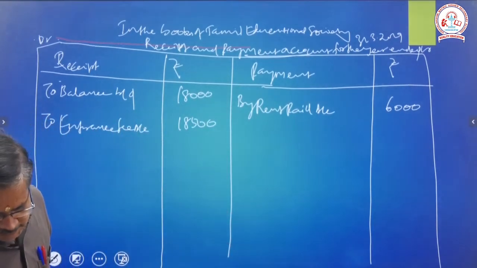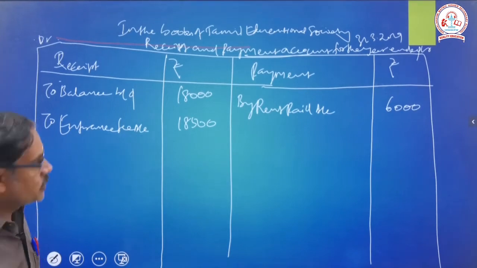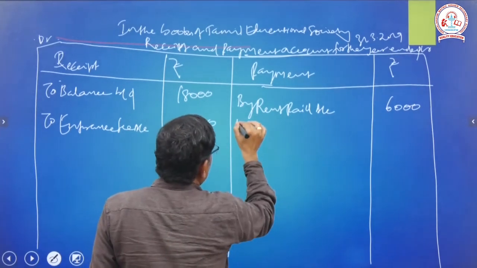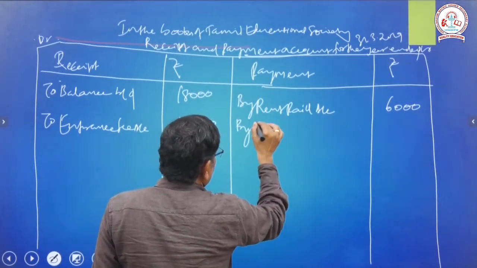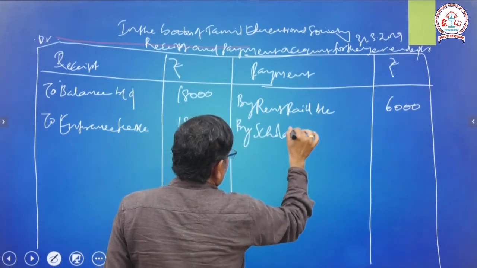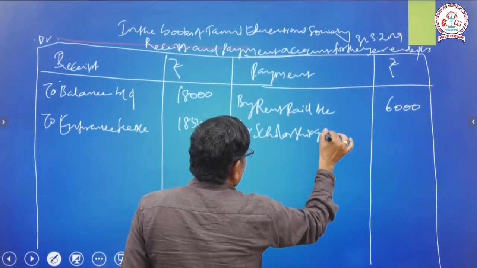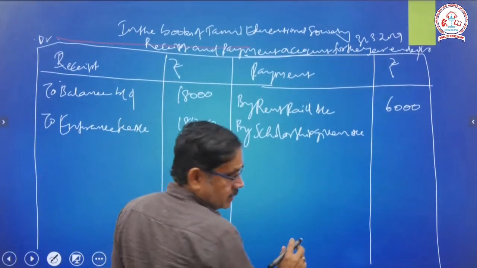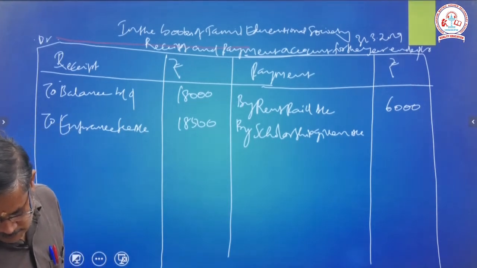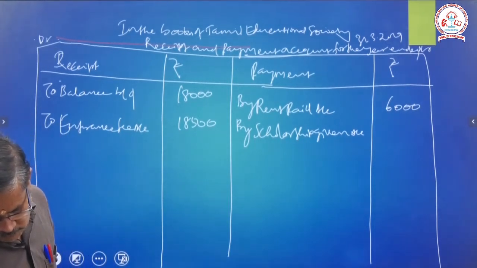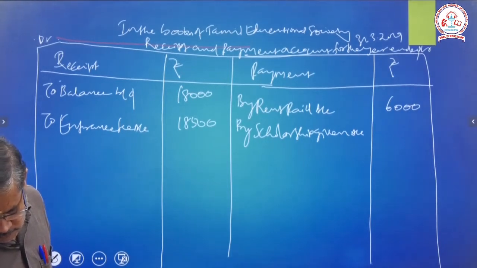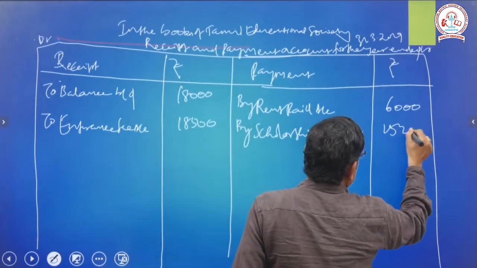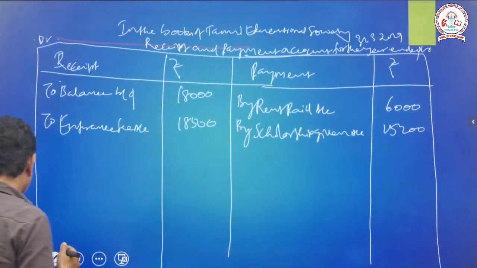Then next we will see scholarship given. So, scholarship given will appear on your payment side. Scholarship given account, and write the value of rupees 15,200, right.